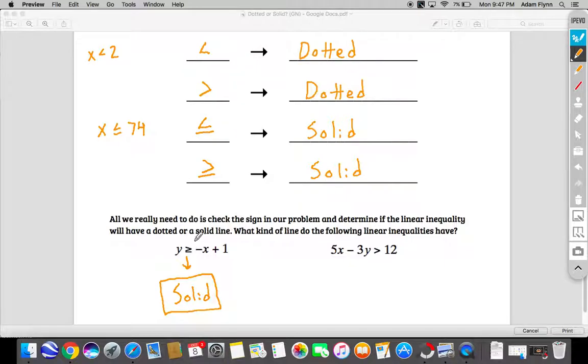Some people remember it by looking at this line down here. Okay, there's a solid line underneath our sign. Therefore, our linear inequality will be solid.